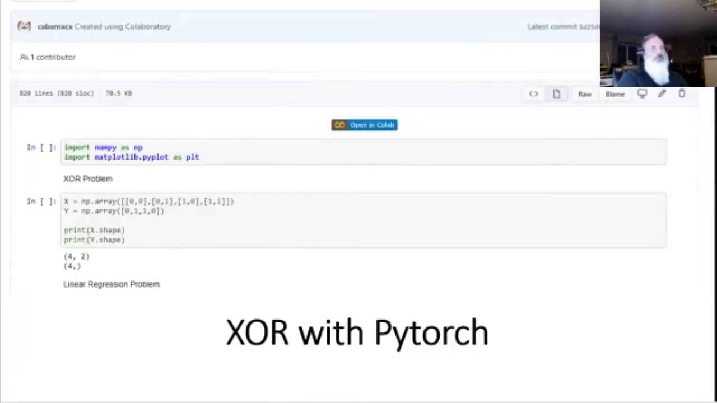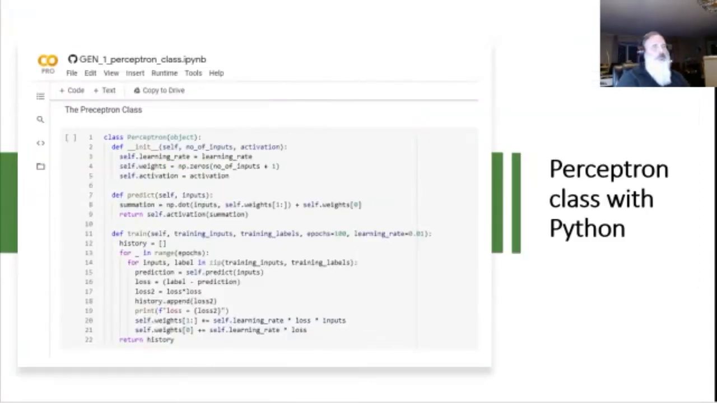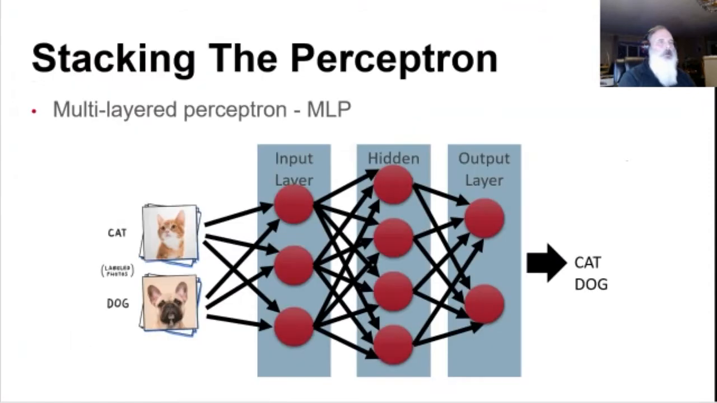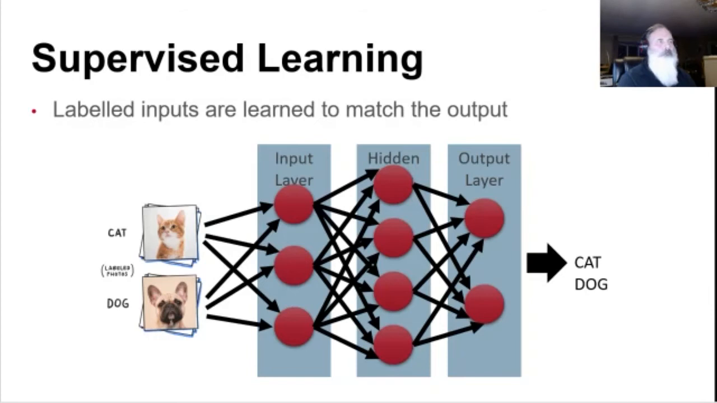Okay, this again is the Zor with PyTorch. We looked at that. We looked at the Perceptron class with Python. And now we're going to look at the more complex problems, stacking layers together, or essentially stacking perceptrons, neurons together, so we get more computational power in our networks or our models to be able to solve these higher order functions that we're starting to deal with.